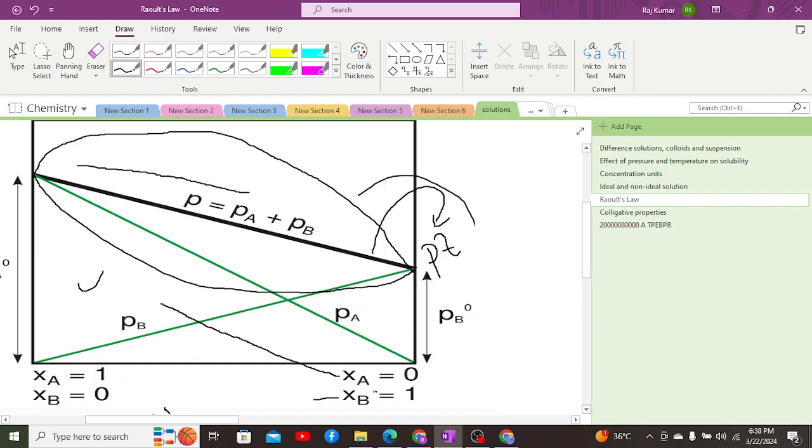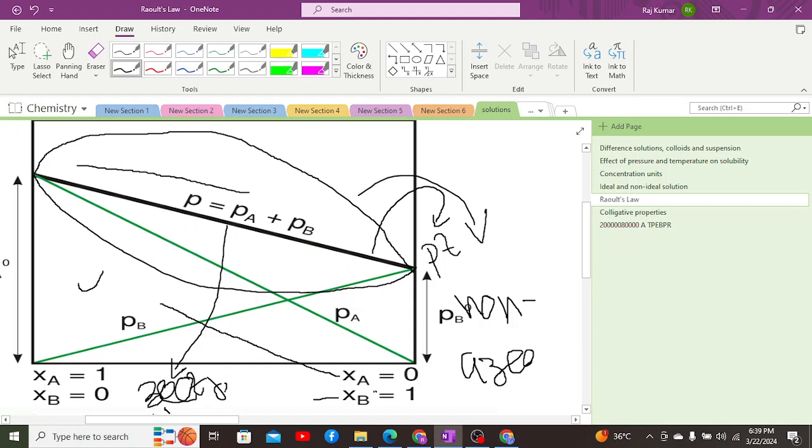Another name for these solutions is non-zeotropic solutions, or azeotropic solutions, while those solutions which obey Raoult's law would be ideal solutions or zeotropic solutions, right?